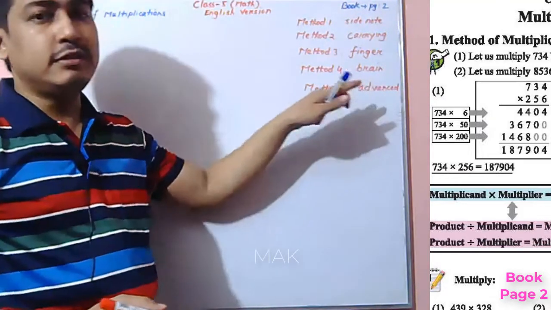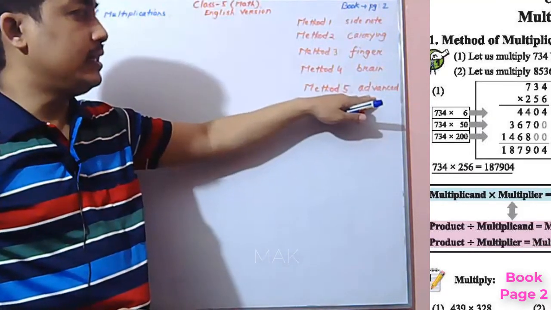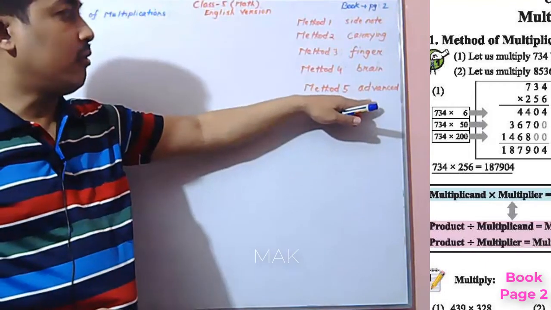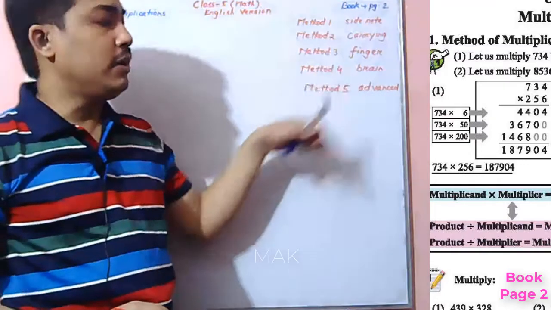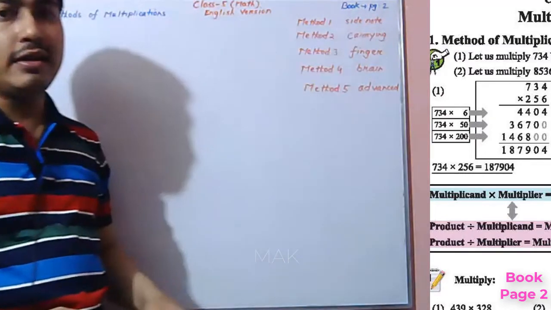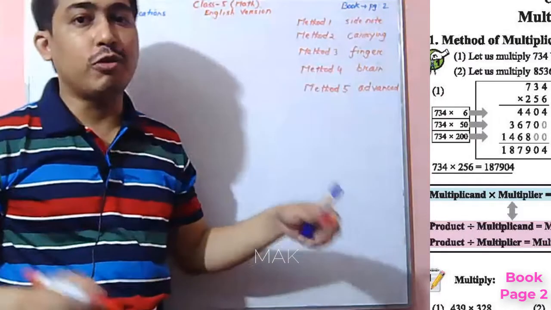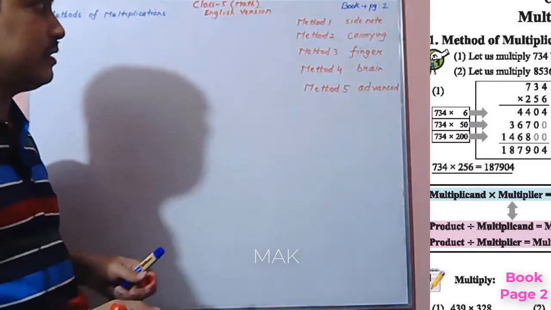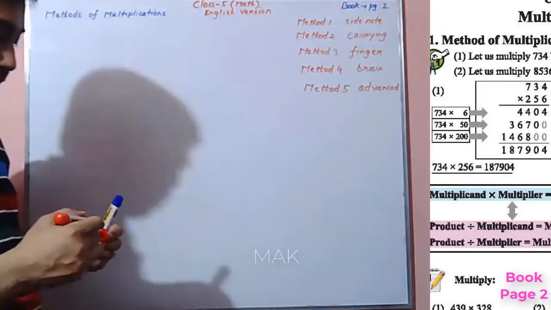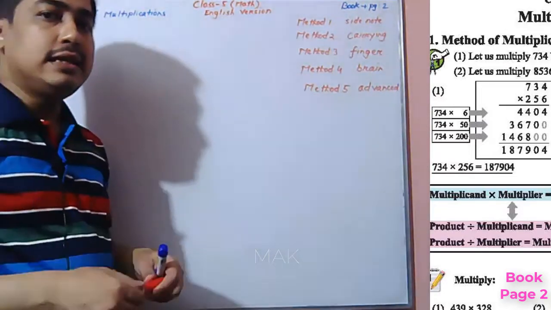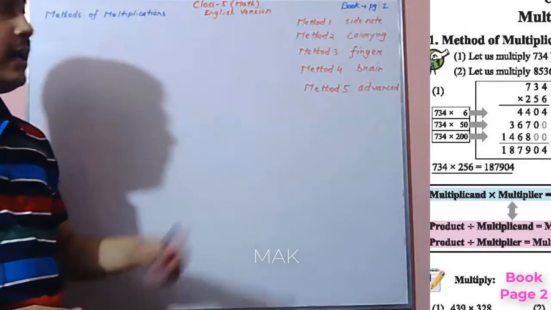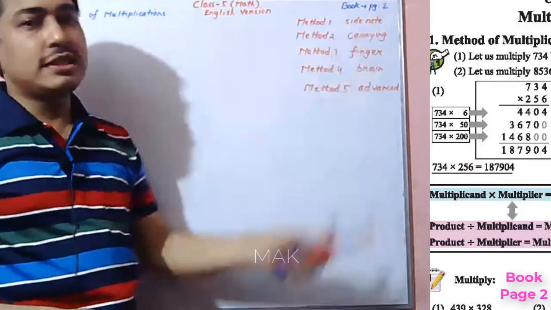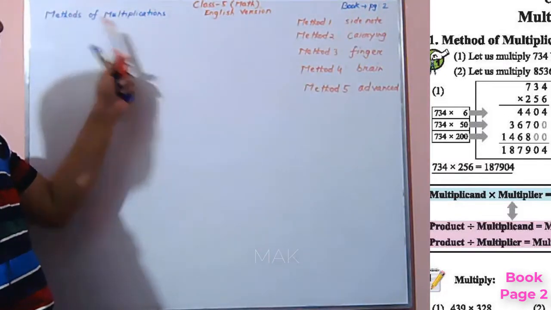When I explain this one, you will feel that it is the difficult one, but in future you will understand that it is the easiest way, and the fastest way for a big multiplication. So in this video, I'm going to talk about only method 1, side notes, how to use side notes and do multiplication.